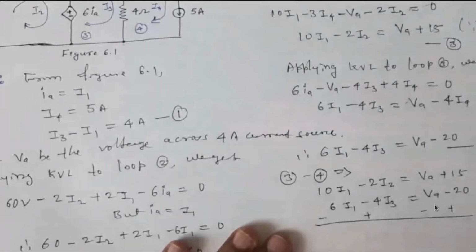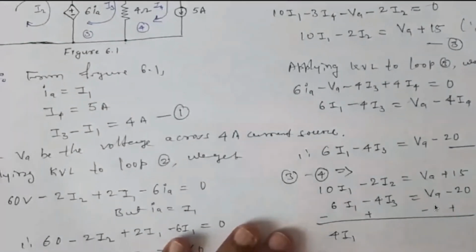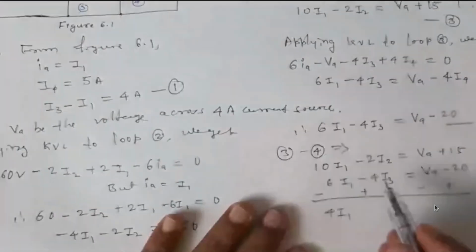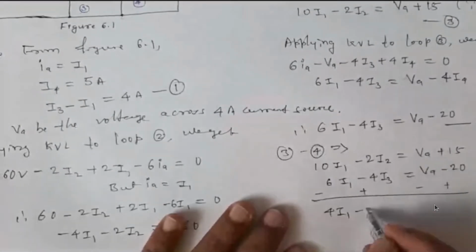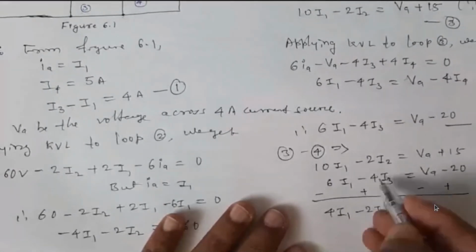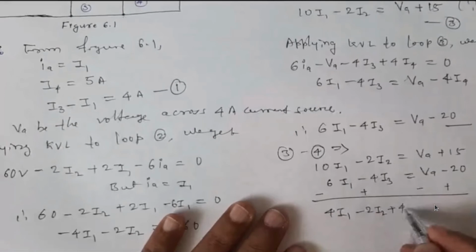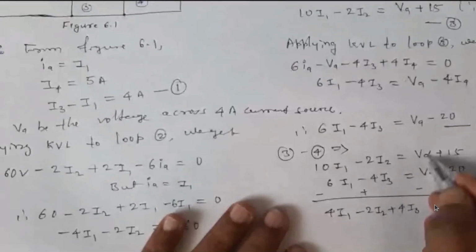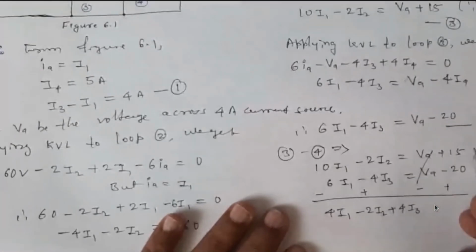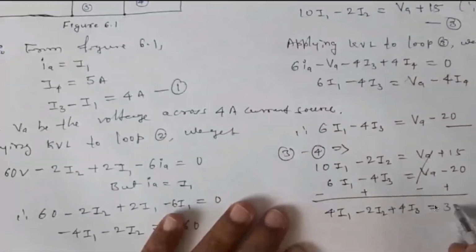And here, how much do you get? 4 I1 minus 2 I2 plus 4 I3 is equal to, VA will get cancelled, dear students. And this one is 15 plus 20, it is 35, equal to 35. I call this equation number 5.